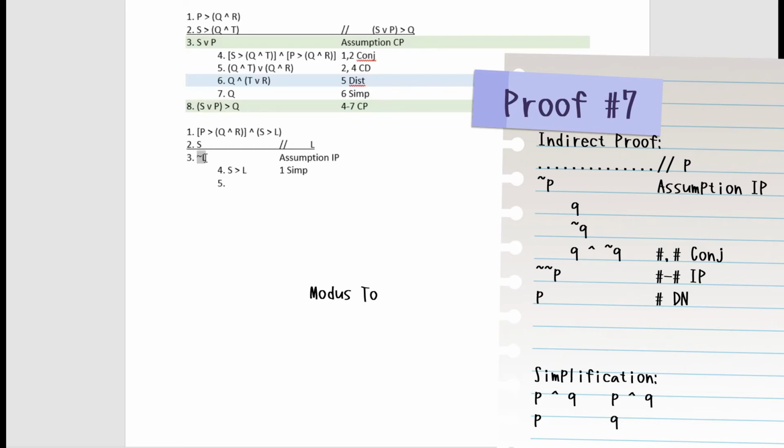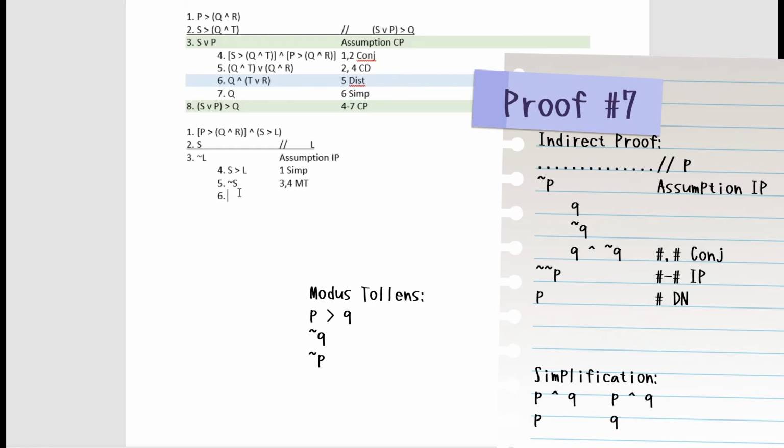Oh wait, look. Negation and an implication. It's the backside of an implication, which means we can just MT that. Bam. Not S. I don't know what use that's going to be to us, but whatever. 3 for MT. I have no idea why we needed that, but we needed that.